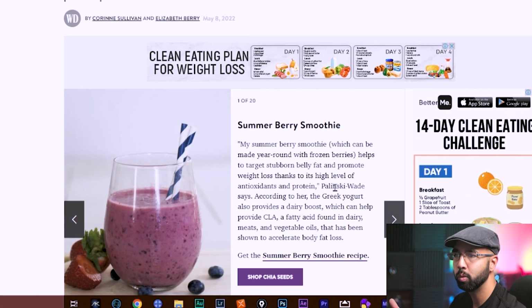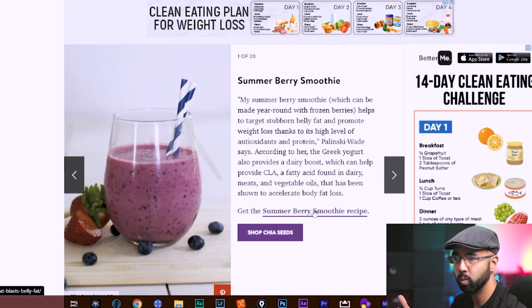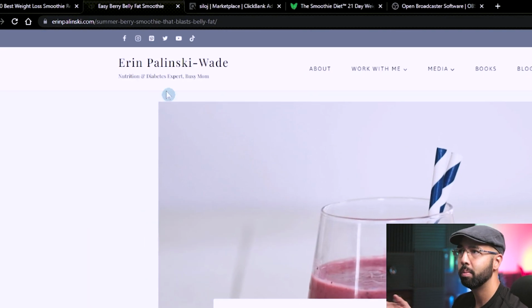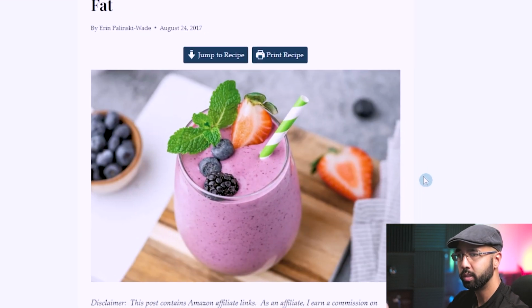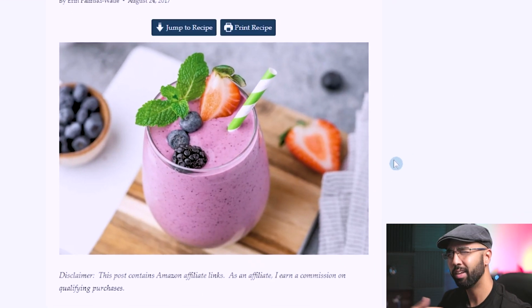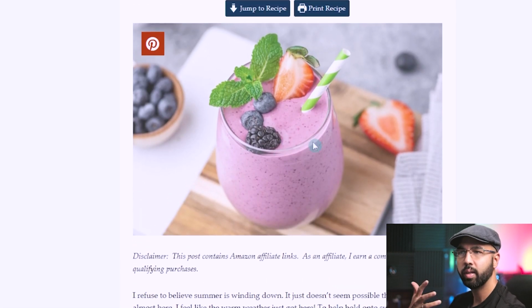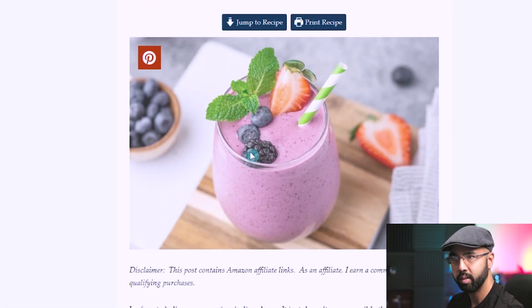This summer berry smoothie weight loss recipe links to another website here where the recipe actually exists. It's over on this blog here from Erin, who actually gave me the recipe to share with the audience. Well, she didn't give me, but you know what I mean. I looked at her article. So the viewer here now is looking at what this recipe looks like thanks to Erin.